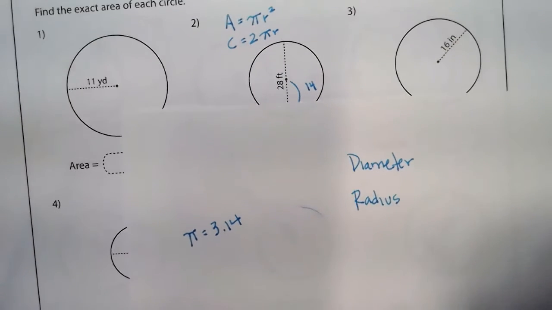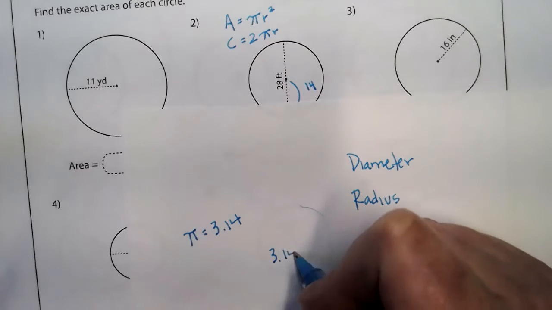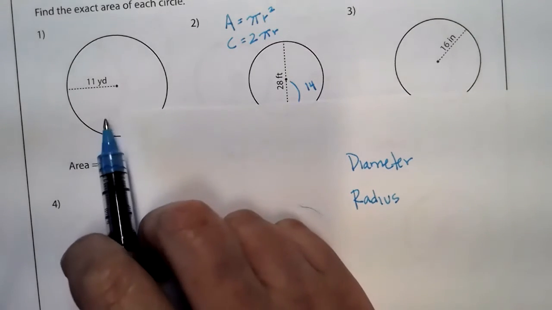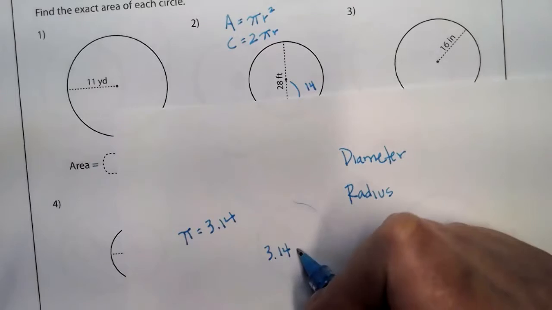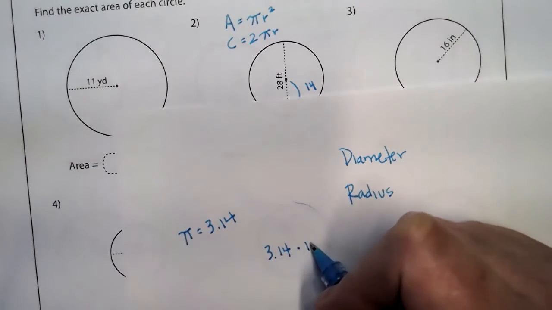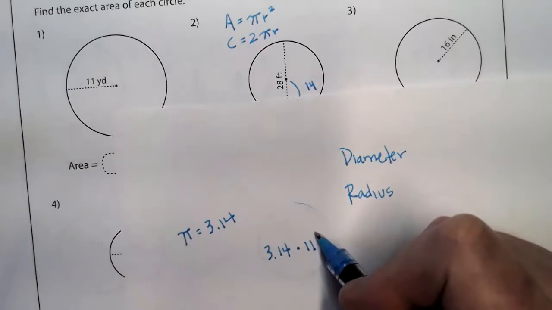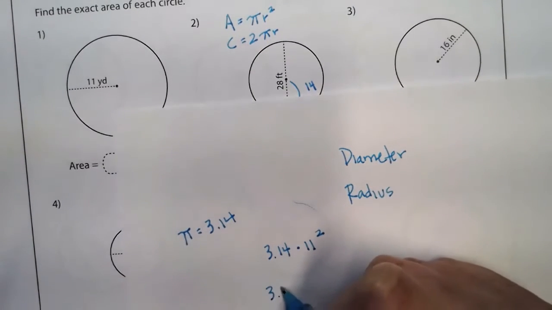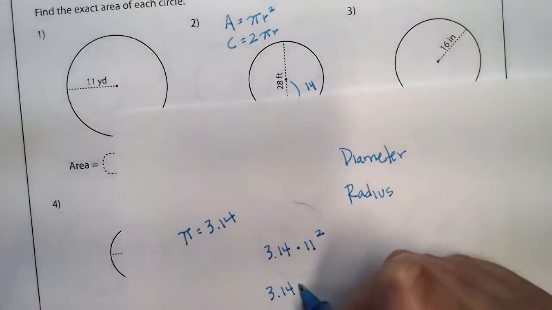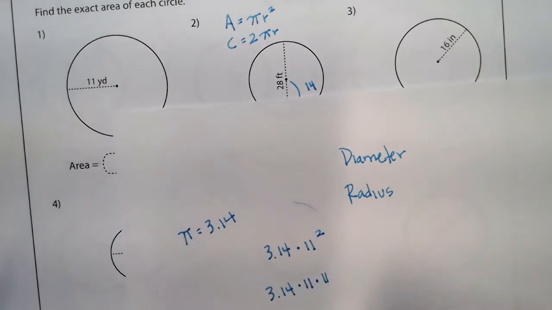Pi r squared. We've got 3.14, and I'm working on this one first. Radius is 11. So 3.14 times 11 squared, which would also be written as 3.14 times 11 times 11.